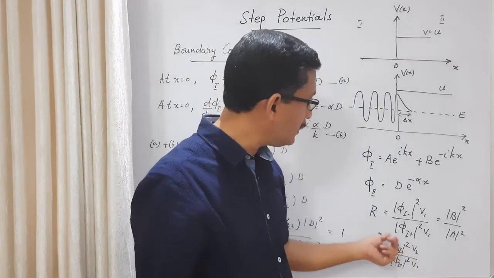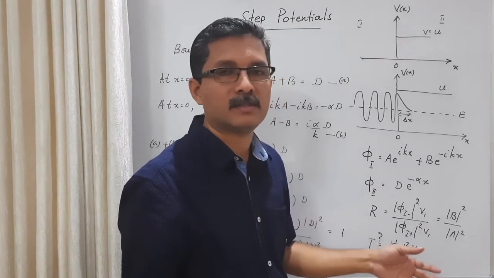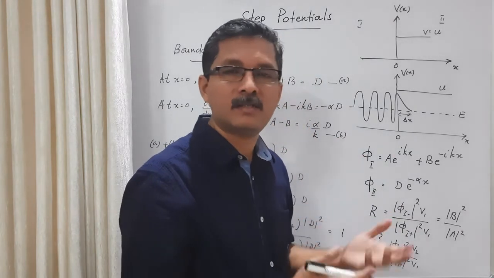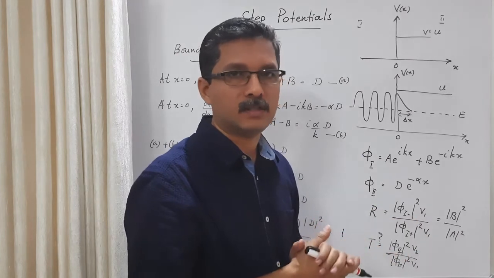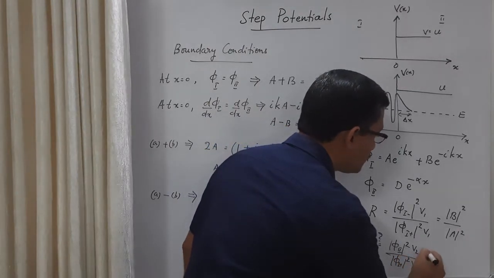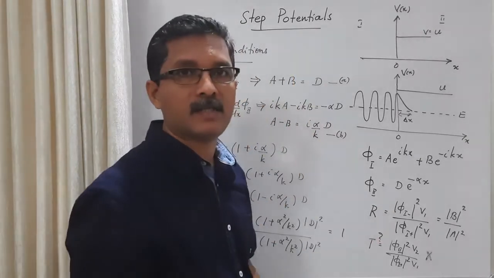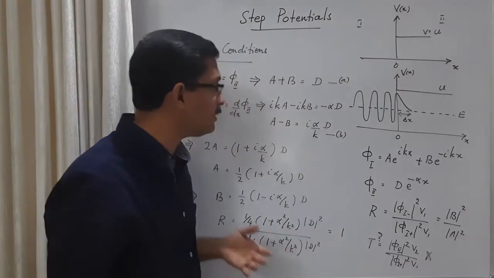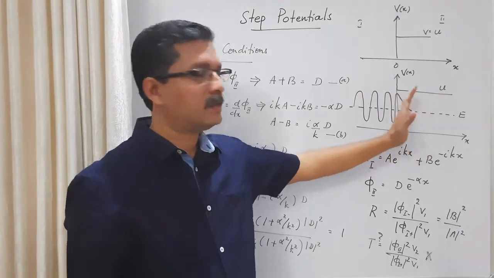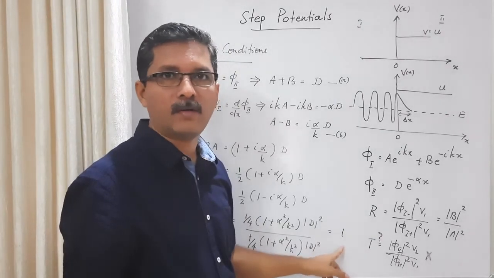So in that sense, we cannot talk about the number density of particles in region 2, or the number of particles per unit time, or the intensity of particles in region 2. If we cannot define the intensity of particles in region 2, we cannot define transmission probability. So this definition is not valid. We can only say that there is some probability for the particles to penetrate into region 2, but ultimately all the particles will be reflected back. That's the meaning of reflection coefficient equal to 1.